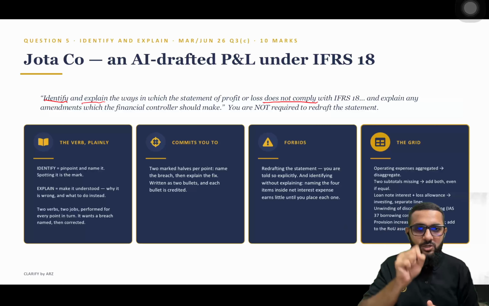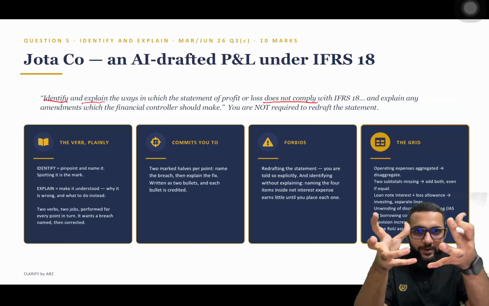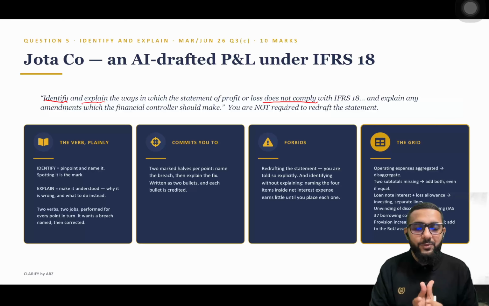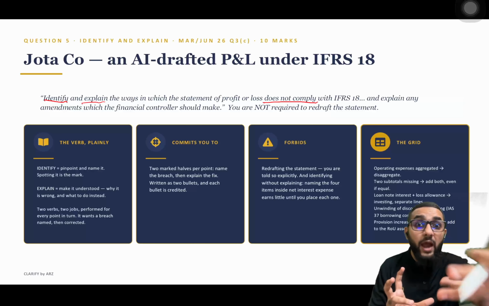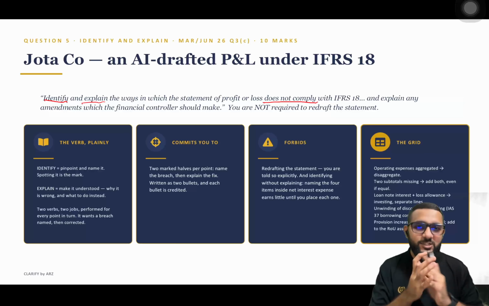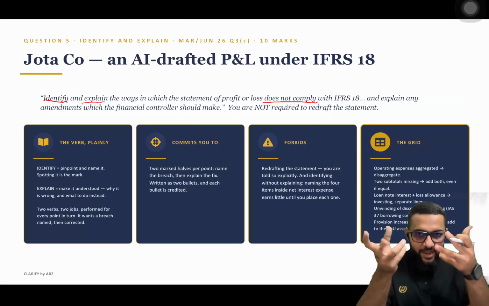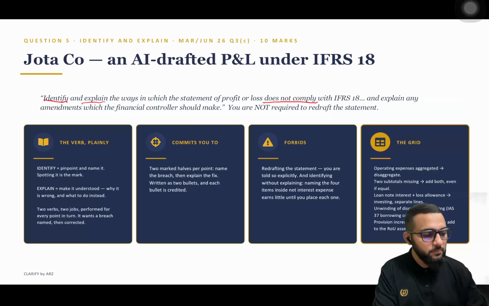Take down the situation from the scenario. Look at what are the areas that are not compliant with IFRS 18. That's where your identifying comes in. Explanation is you explain why is it not compliant? So that's where you bring in the standard application, standard knowledge. And explain any amendments which the financial controller should make. Then explain any amendments that should be made.